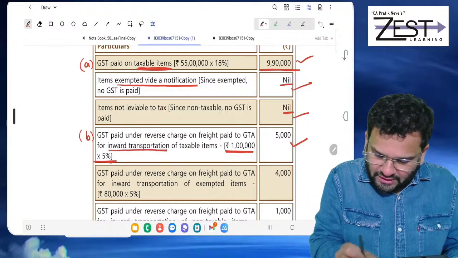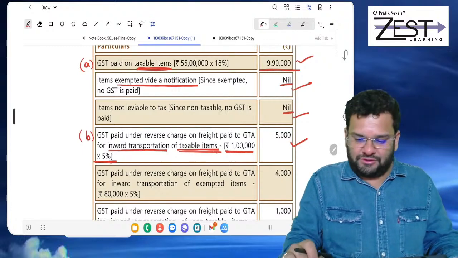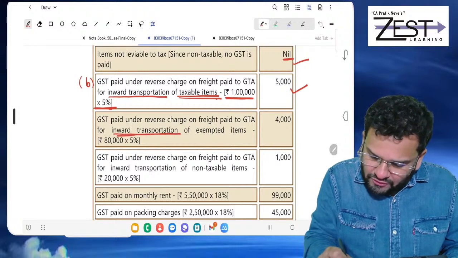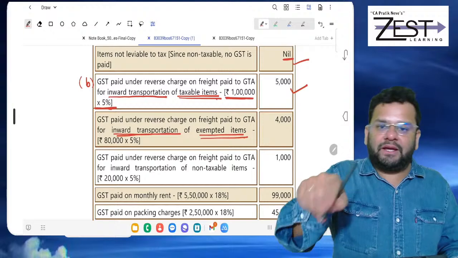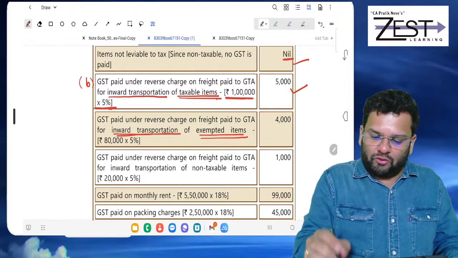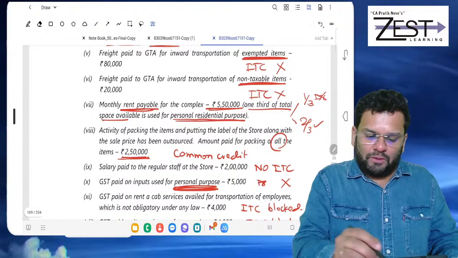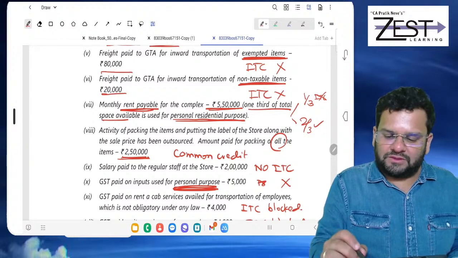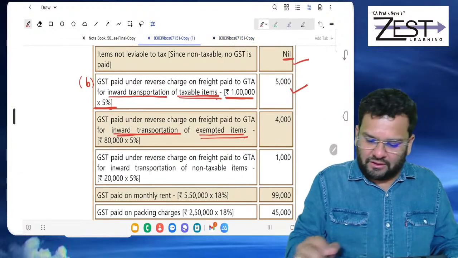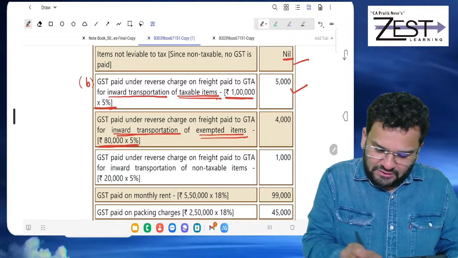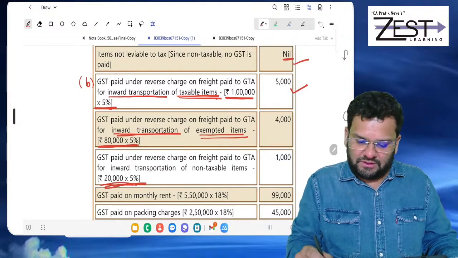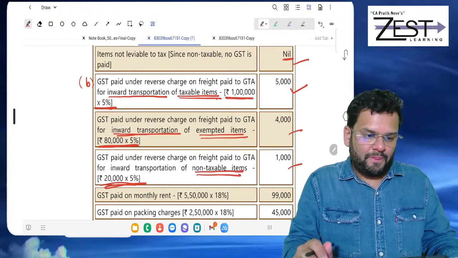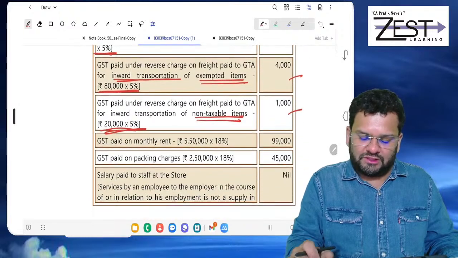This is for inward transportation of taxable items. And then on inward transportation of exempted items, you will pay the GST. Okay, so it was on 80,000, you will pay at 5%, and here on 20,000, you will pay at 5%. Please check on 80,000 at 5%, on 20,000 at 5%. Did you get the figures? All of you with me till this point?